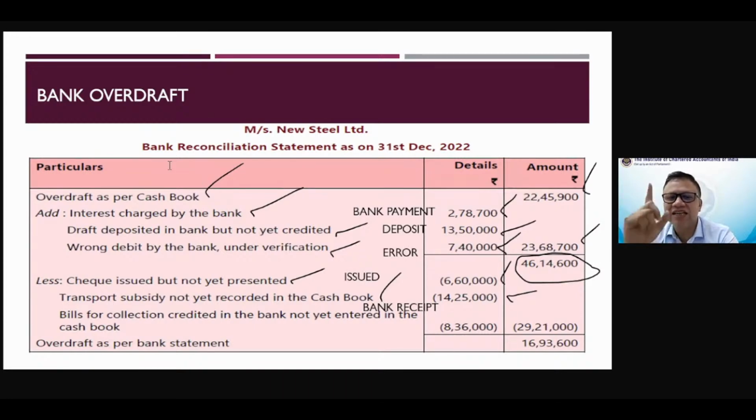Bills for collection is simply a bill of exchange, not discounted. If you want, you can write it down. Bills for collection is a bill of exchange, not discounted by the bank, sent to the customer. The customer has accepted it.